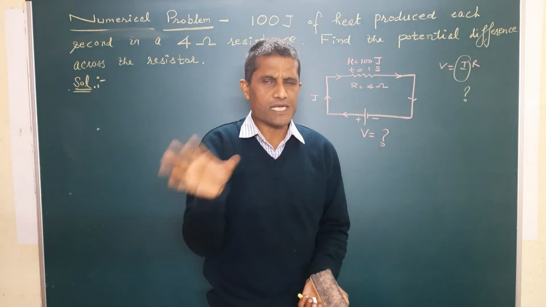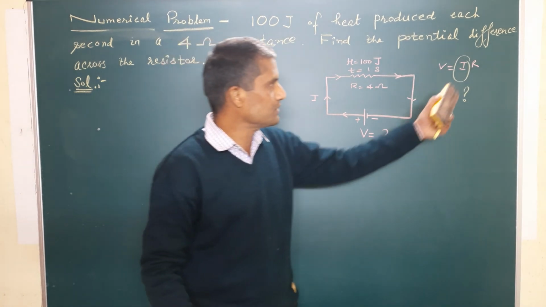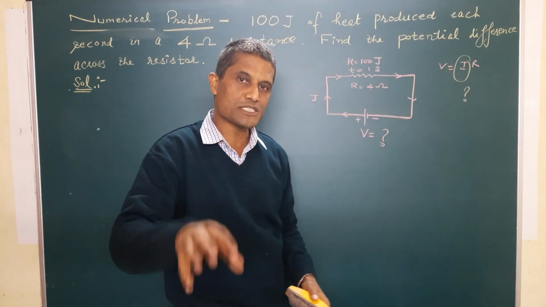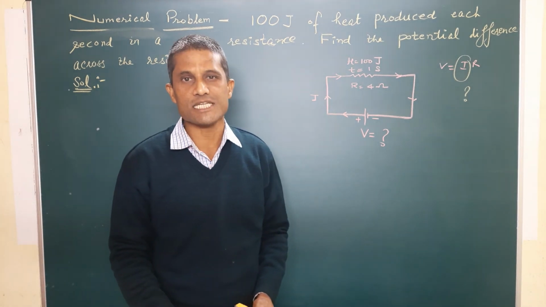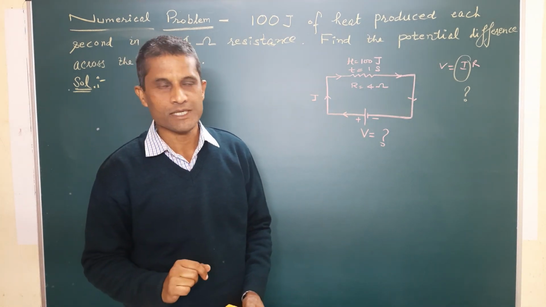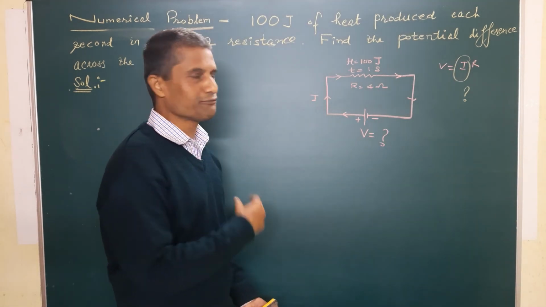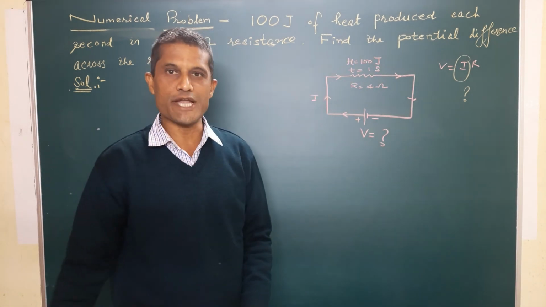So clearly we know our target. We need to find out I. Once we know I, R is already there, and we can calculate how much the potential difference is across the ends of a resistance 4 ohm. But in order to find out I, we need to use other physical quantities here. It is given here that heat is equal to 100 joule.